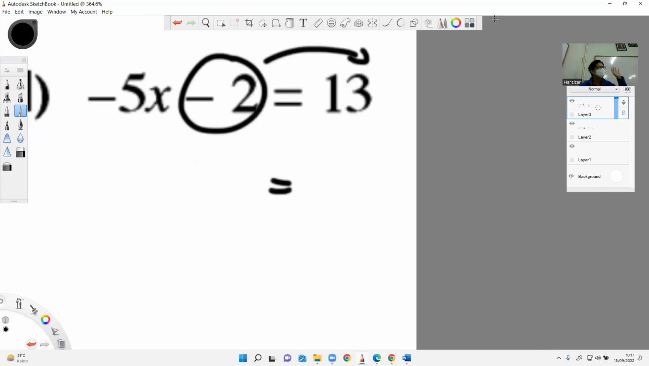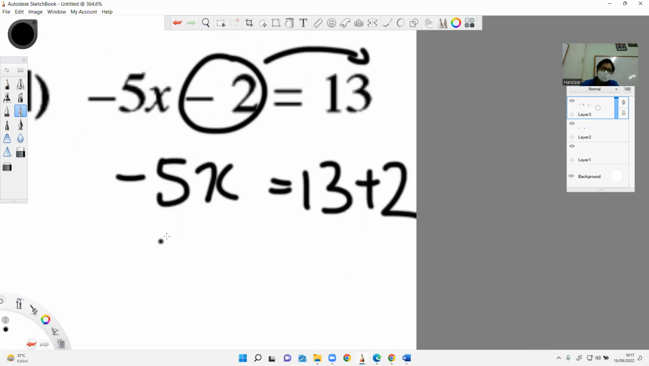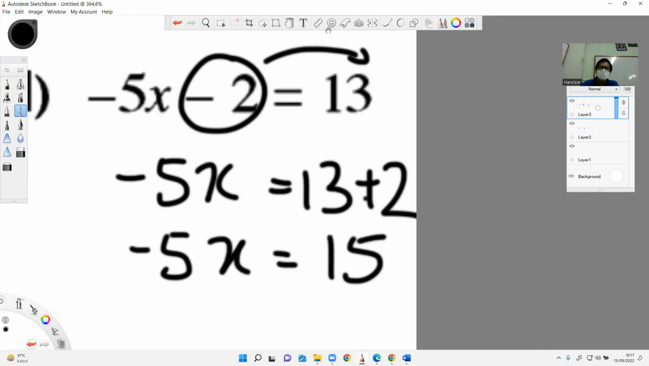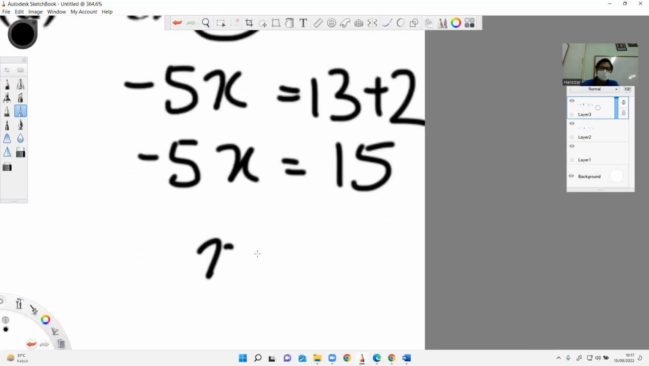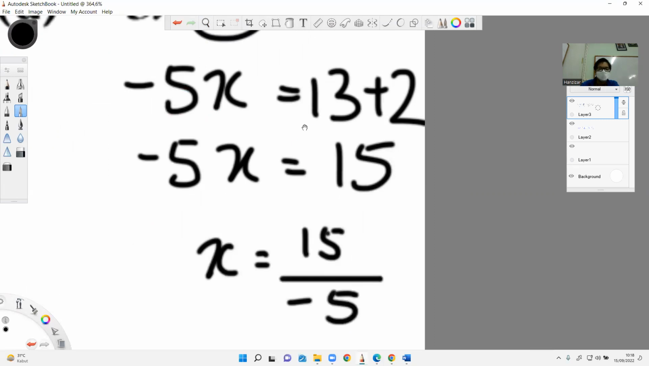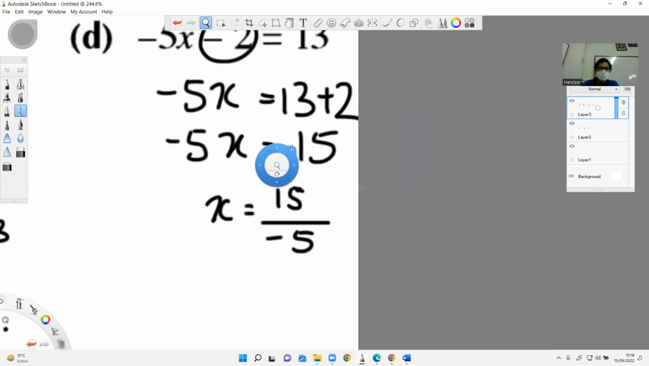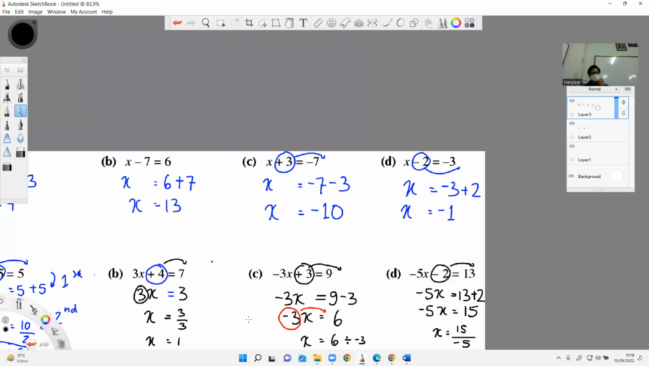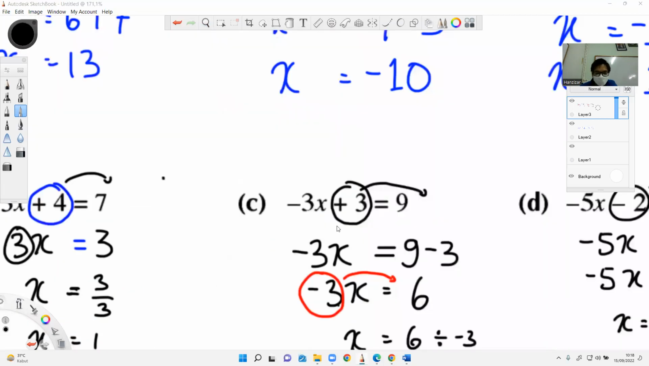So keep the unknown on the left and the numbers on the right. Okay, I will give you the notes later on. 13 plus 2, right? 15. As simple as that. X is negative 3 over negative 5. So x equals negative 3. Understand, guys? And everything is totally the same. What you need to do is try to focus on the changing of the sign.